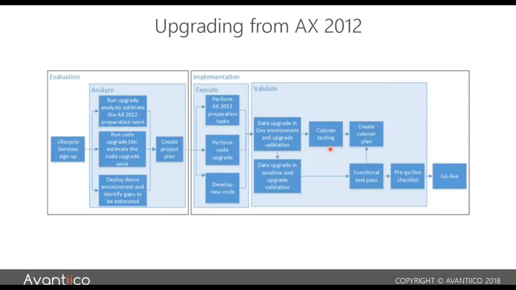So let's jump to 2012. Let's say you make the decision to upgrade from 2012 to 365, a full upgrade, transactional history and code. What are the steps involved? What can you do? So there's really 3 phases: analyze, execute, and validate. What are these phases and what do we do?